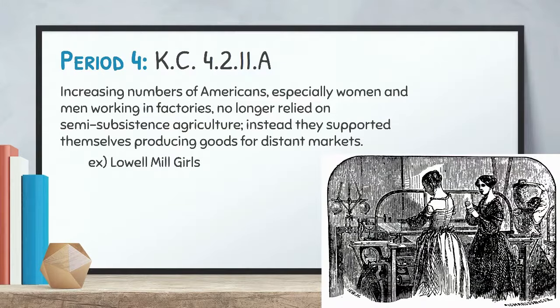Moving on to Period 4, Key Concept 4.2 states that increasing numbers of Americans, especially women and men, working in factories, no longer relied on semi-subsistence agriculture. Instead, they supported themselves producing goods for distant markets. A great example of this are the Lowell Mill girls, who worked at textile mills in the burgeoning market revolution. This provided income for themselves and their families, along with a sense of independence.